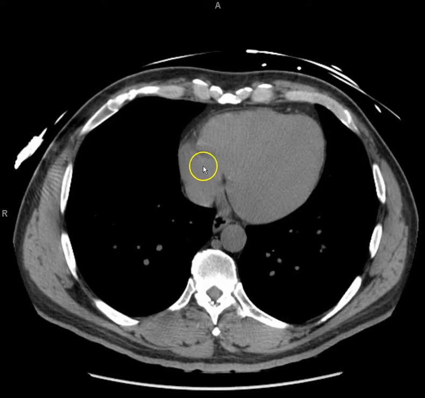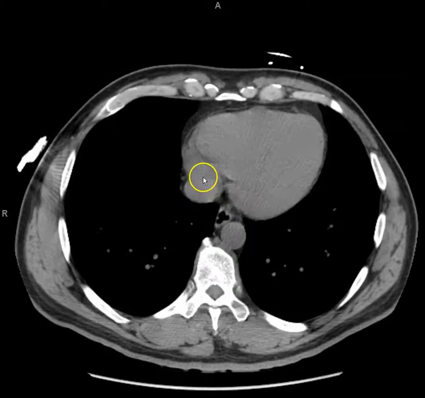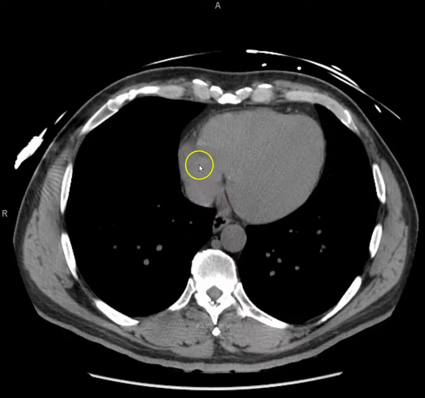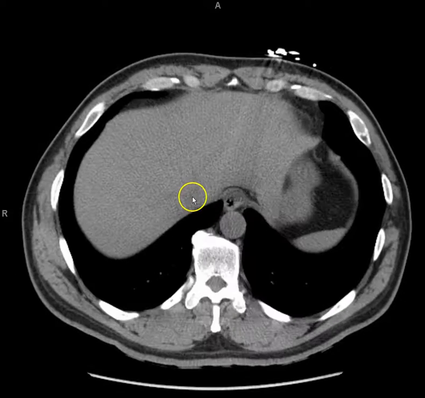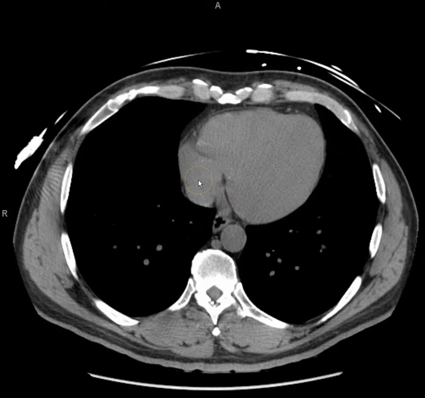Okay, so we'll follow this. What is this part of the heart? I heard all four chambers. One of you is correct. It is the right atrium, yes. It's posterior, right? And this is the cava coming into it.